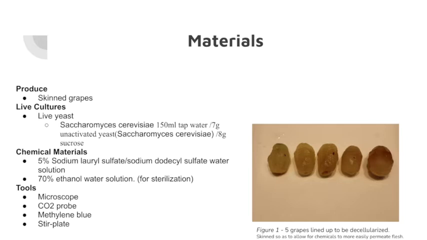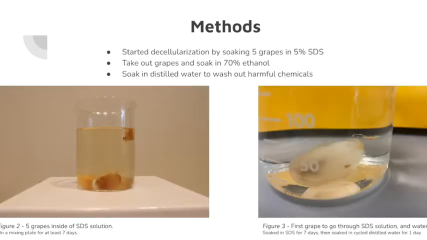For tools, I used a microscope to take pictures to compare the different samples to each other. I also used 4 Vernier CO2 probes for monitoring the fermentation progress. For a dye to try to get an estimate of cells while comparing decellularization samples, I used methylene blue. Lastly, I used a normal stir plate to keep the sodium dodecyl sulfate from settling on the bottom of the glass I was soaking the grapes in.